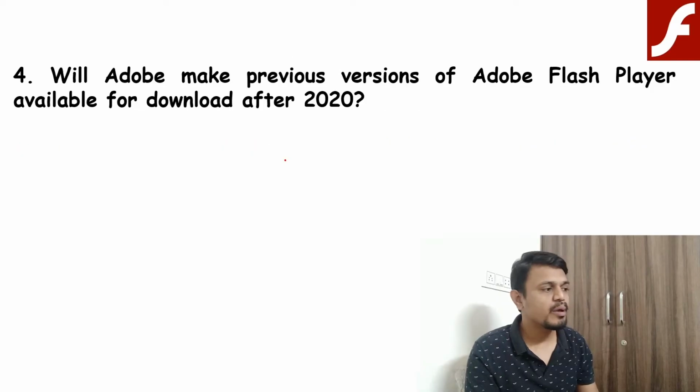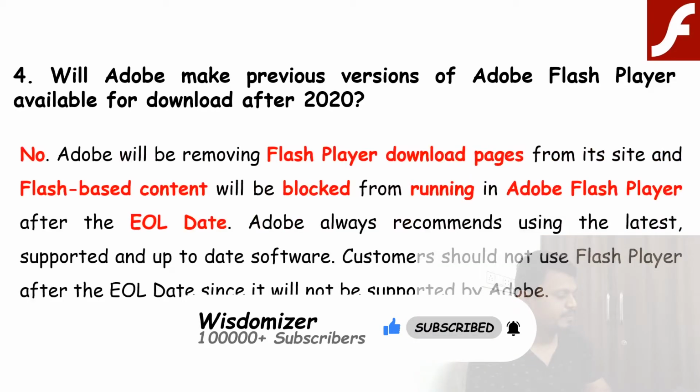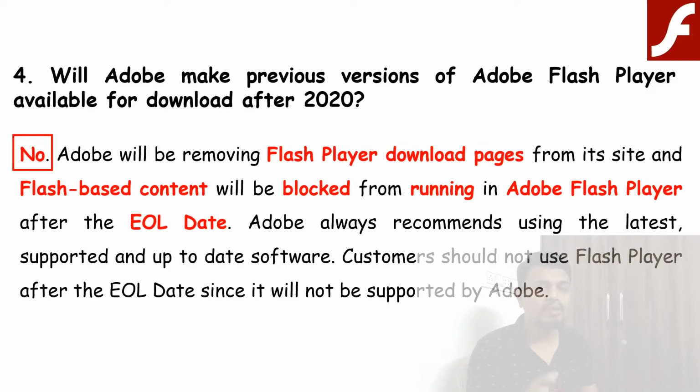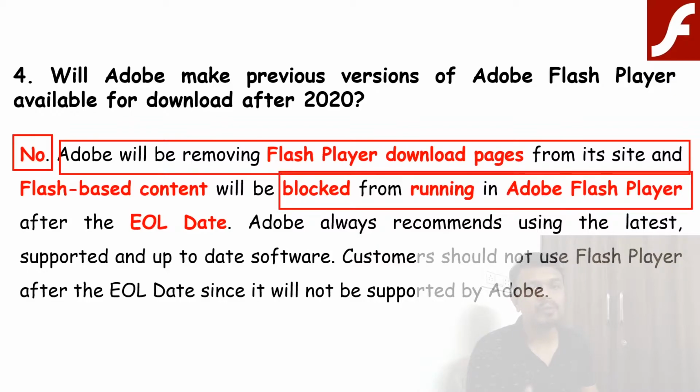Will Adobe make previous versions of Adobe Flash Player available for download after 2020? The answer here is no. After 2020, Adobe will not give support, or publish the software on their website to make it available for download. Adobe will remove the Adobe Flash Player download pages from its website, and all websites will be blocked from running Adobe Flash Player after the EOL date, the end of life date. So it is recommended to all users in the world to stop using Adobe Flash Player.